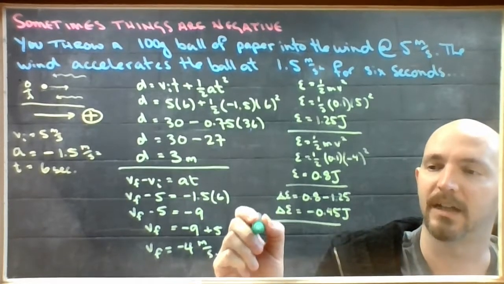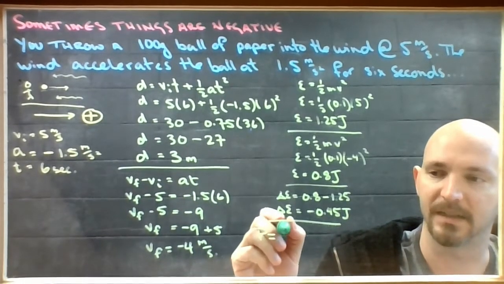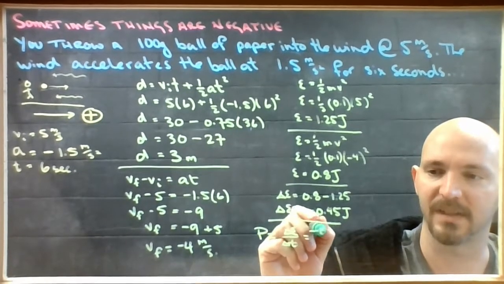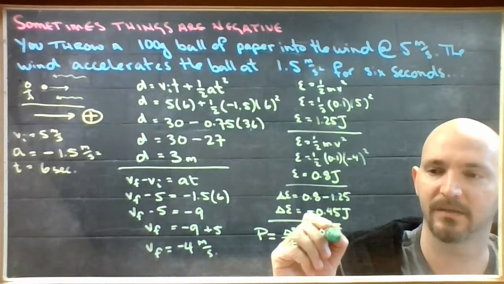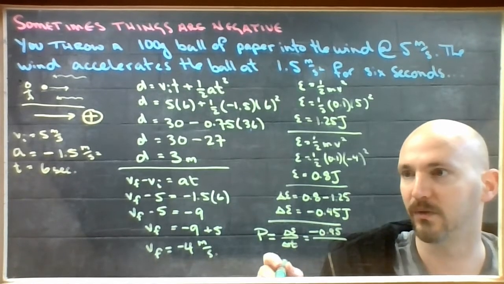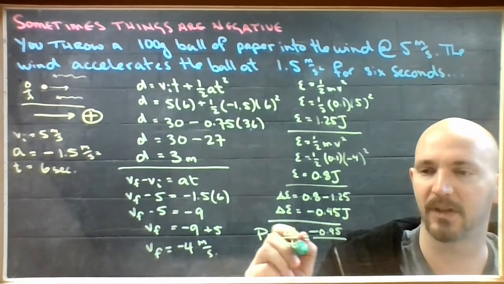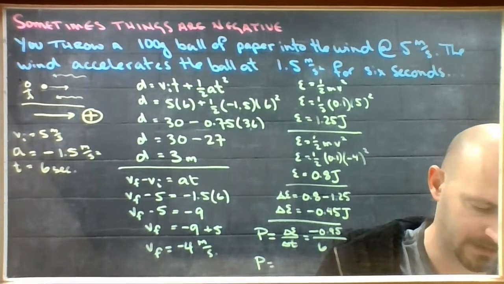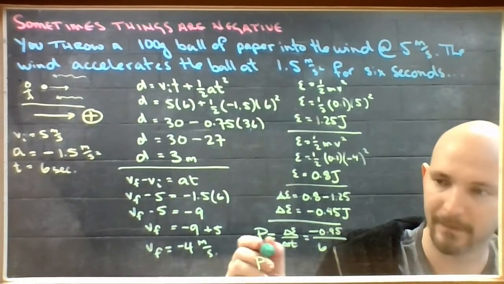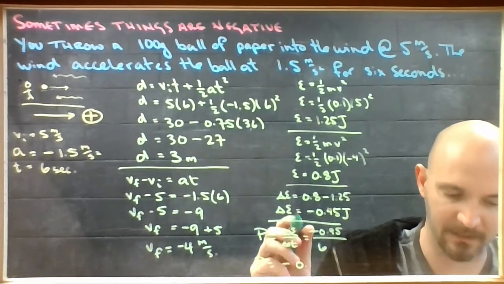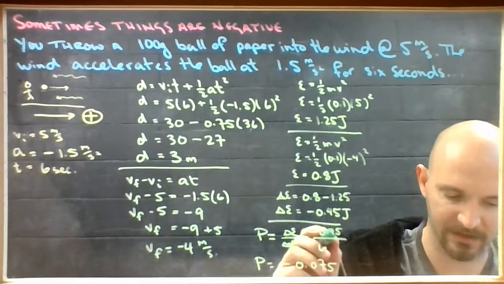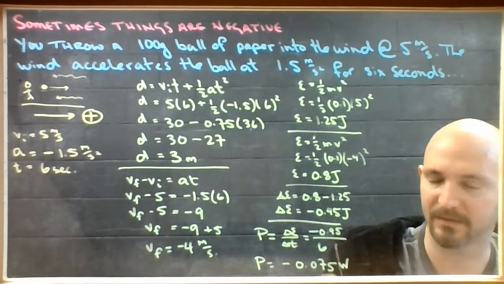So power output, delta E over delta T. It accomplishes this change in energy over this amount of time on average, divided by 6. So at that particular moment in time, it is as though this thing was bleeding energy at 0.075 watts.